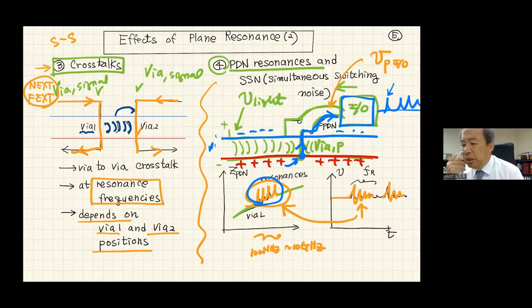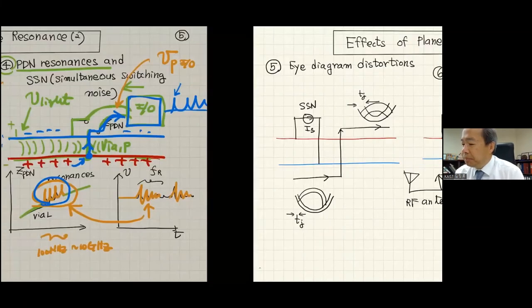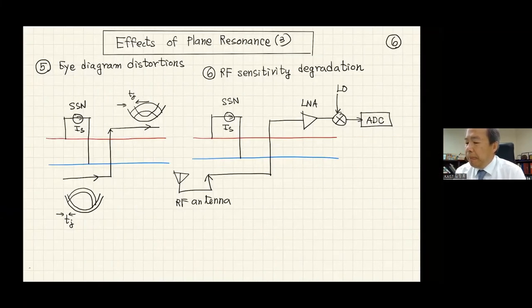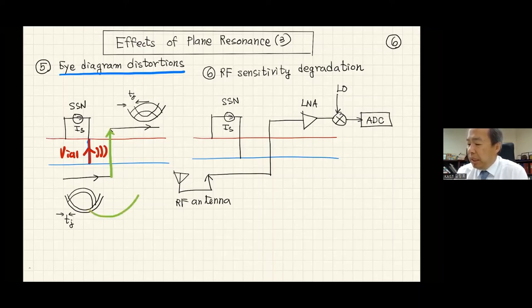Let's continue the class for 5 more minutes. Yes, if we have plane resonance, we're going to have higher eye diagram distortions. If we have power via, ground via, whatever, this via will create the noises, resonances. If we have signal via, it will be coupled. Then we're going to have eye diagram distortions, and jitter will increase.